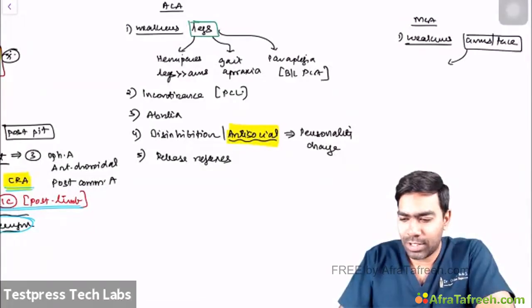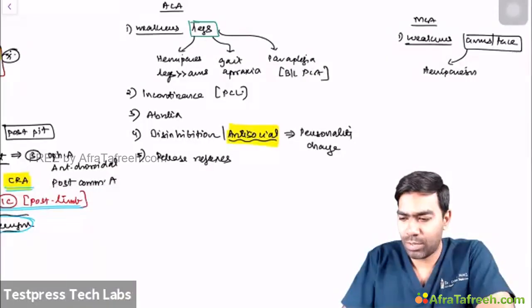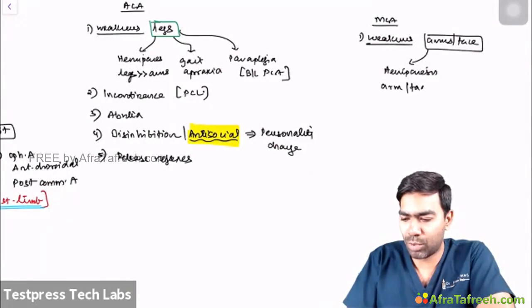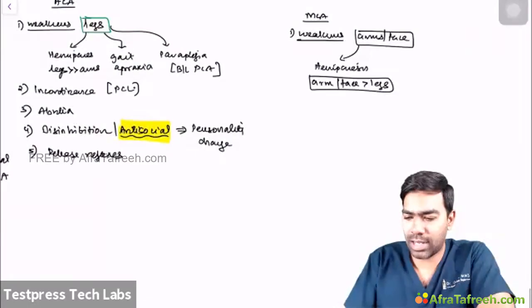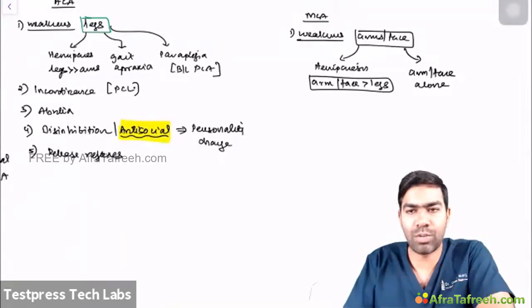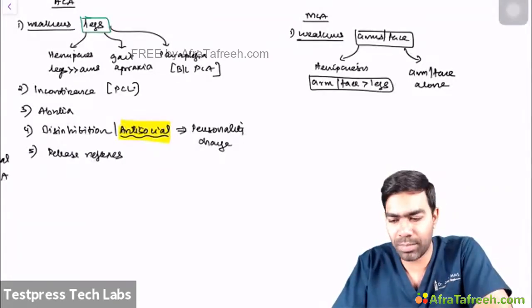Which means you will be having hemiparesis, of course, but this hemiparesis will be involving more of the arm and face than the legs. That's really, really important. And at the same time, you can get only arm and face weakness alone. That is called a faciobrachial monoplegia. So that's a different name. So anything that is concerned with arm and face predominantly, you can think about an MCA territory infarct.